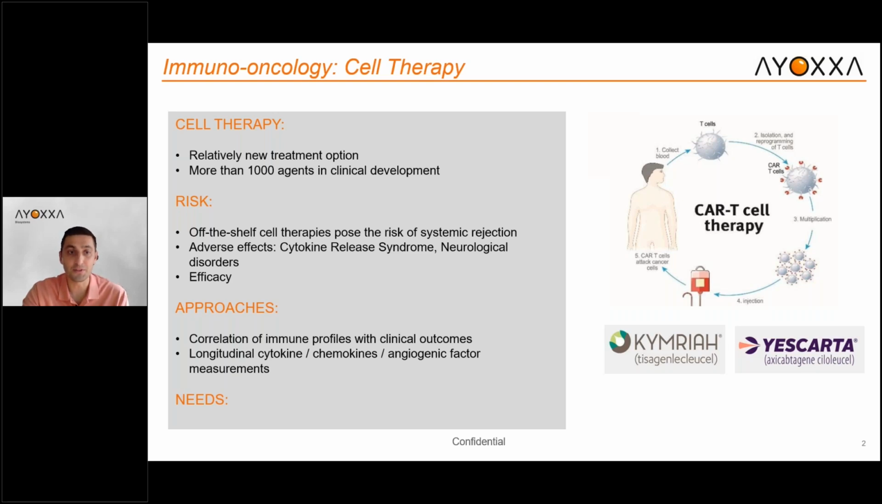As you may know, there are certain associated risks with off-the-shelf cell therapy, such as systemic rejection, as well as cytokine release syndrome, which is a hallmark adverse effect for Kymriah, as well as neurological disorders as seen with Yescarta. There are several approaches that one could utilize to minimize these risks, for example, correlating immune profiles with clinical outcomes, as well as identifying longitudinal cytokine, chemokine, and angiogenic factors involved. And that is where LUNARIS can play an essential part.